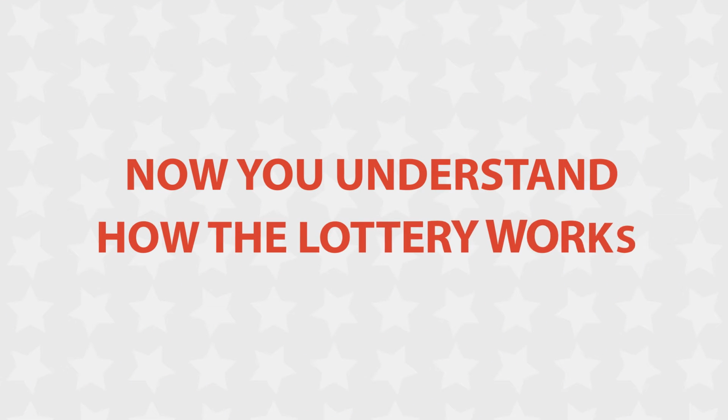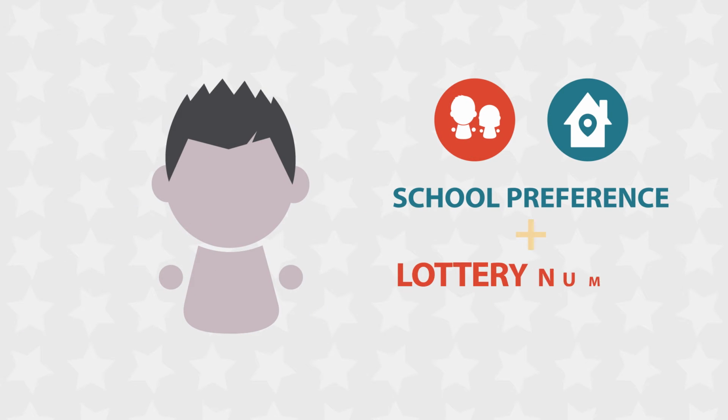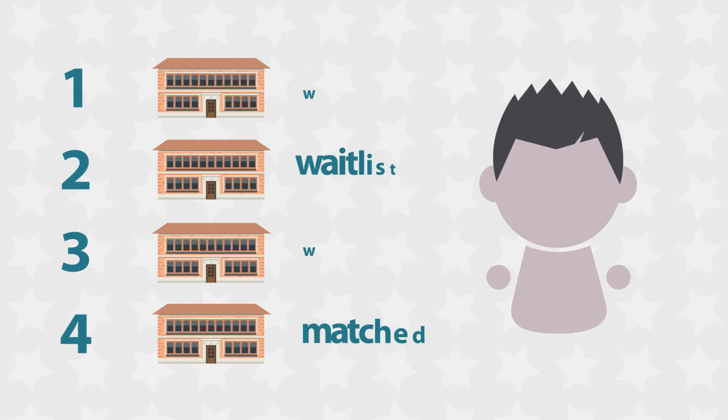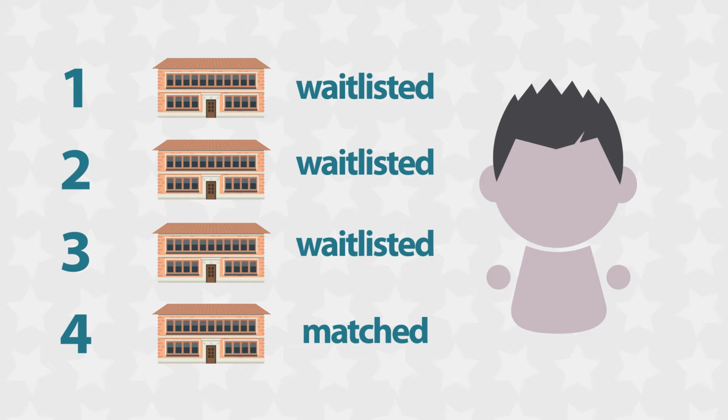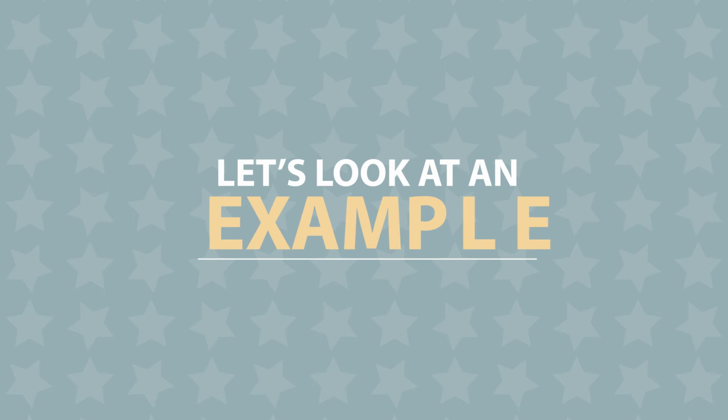Now that you understand how the lottery works, let's talk about wait lists. Students' waitlist positions are determined by preference group and random lottery number. After lottery results are released, schools may have additional spaces available for students. If you are offered a seat off of a waitlist and want to enroll in that school, you will be removed from waitlists of schools you prefer less, but you will be allowed to stay on the waitlists of schools you prefer more. Let's look at an example.